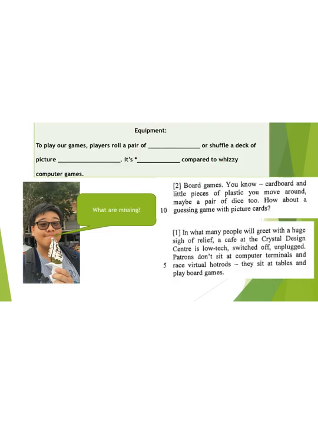How about this one? To play our games, players roll a pair of blank, obviously we need a noun here, or shuffle a deck of picture blank. It's blank compared to Wizzy computer games. This one is a little bit challenging. For the first two blanks, it should be a piece of cake. So a pair of dice, and then the second one, a deck of picture cards. This is a compound noun, which means we have two nouns together.